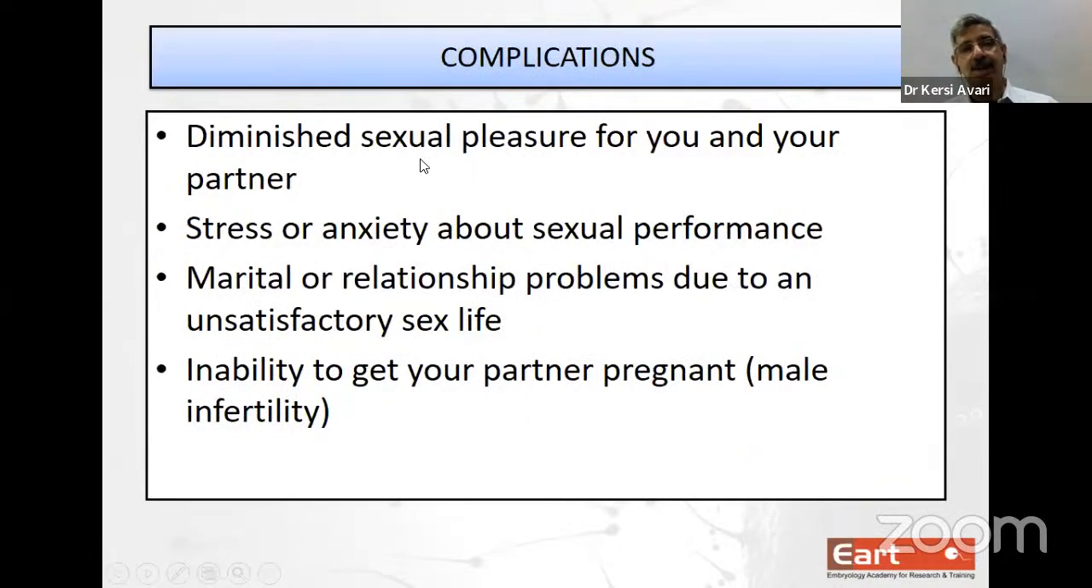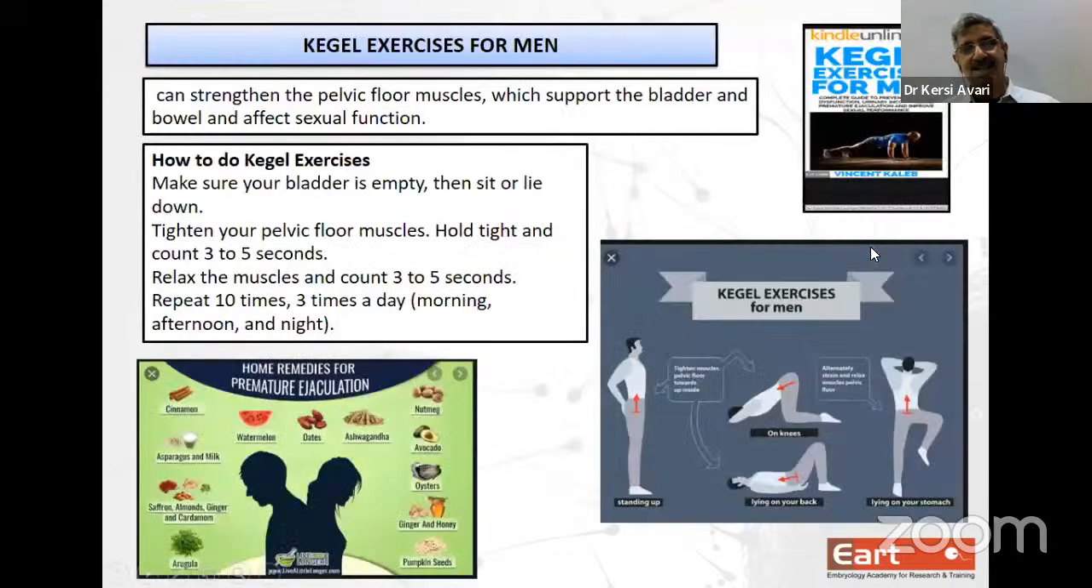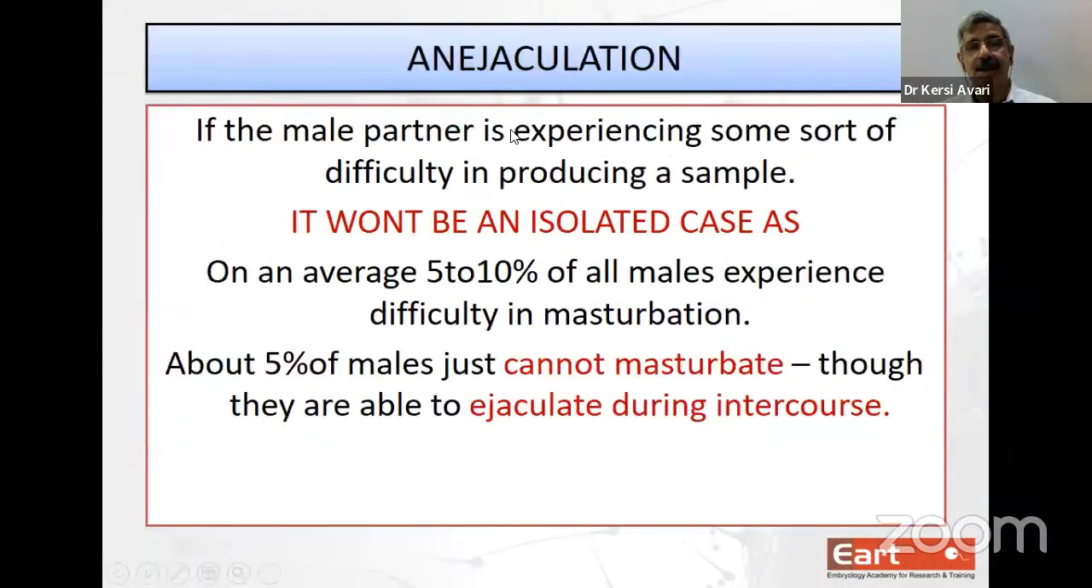What can it lead to? Diminished sexual pleasure, and a subsequent outcome down the line. How am I going to lead a continuous sex life later on with my partner? And of course, inability to get your partner pregnant. So there are certain exercises which are being given. It is just to strengthen the pelvic muscles. These are called Kegels. I'm not going to go into the in-depth of it. Okay. Then anejaculation, which we touched a little bit yesterday.